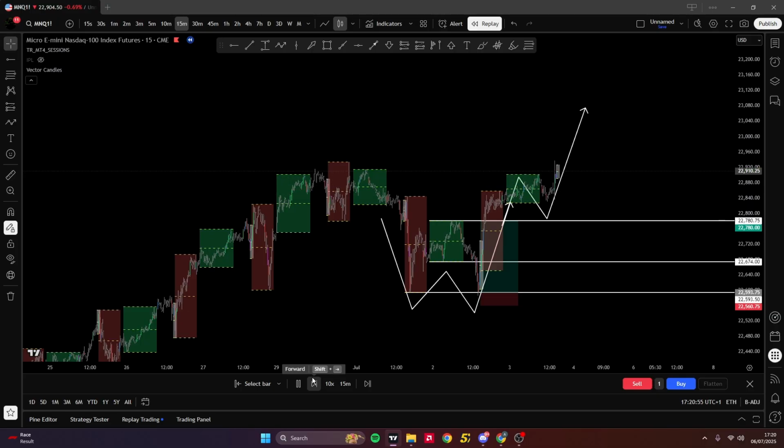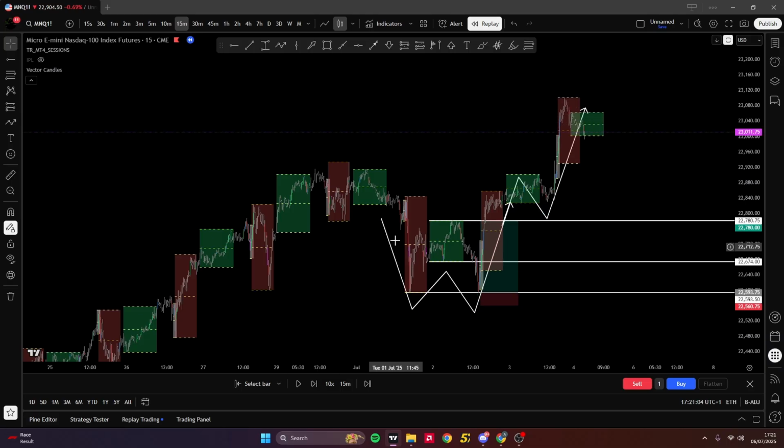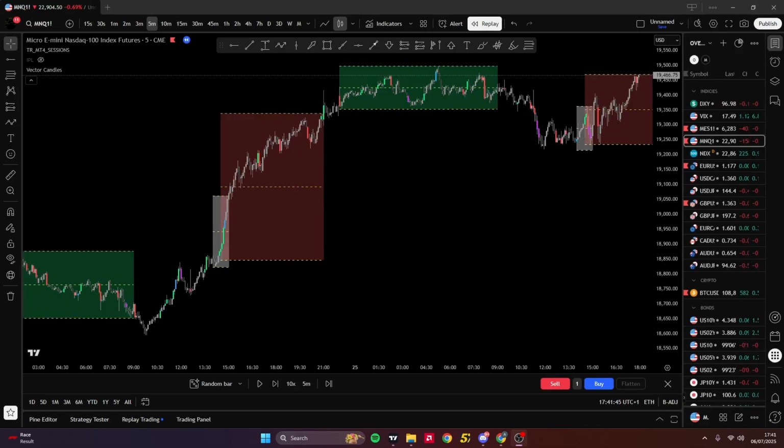Look. Bam. They snap it to the upside. From this W formation, which we got clear confirmation from, they move out, come down, shift higher.